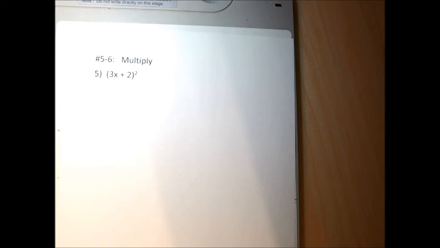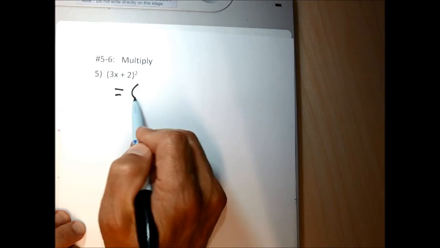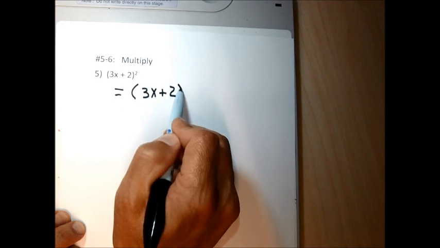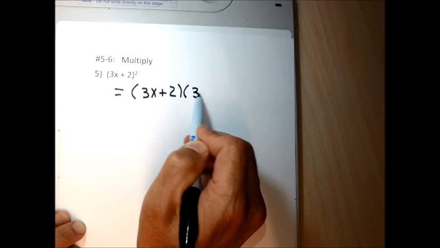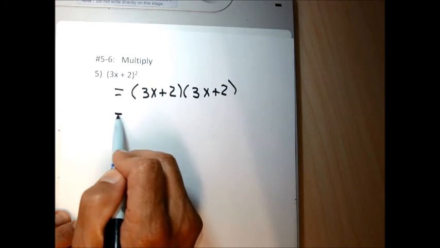5 is a tricky problem. It says multiply, and you can't just square the 3x and square the 2. When there's a plus sign inside of parentheses, you just can't apply the exponent to each term. To get number 5 simplified, I have to write it without the exponent, and something squared just means to multiply that by itself twice. And now I'm going to FOIL.